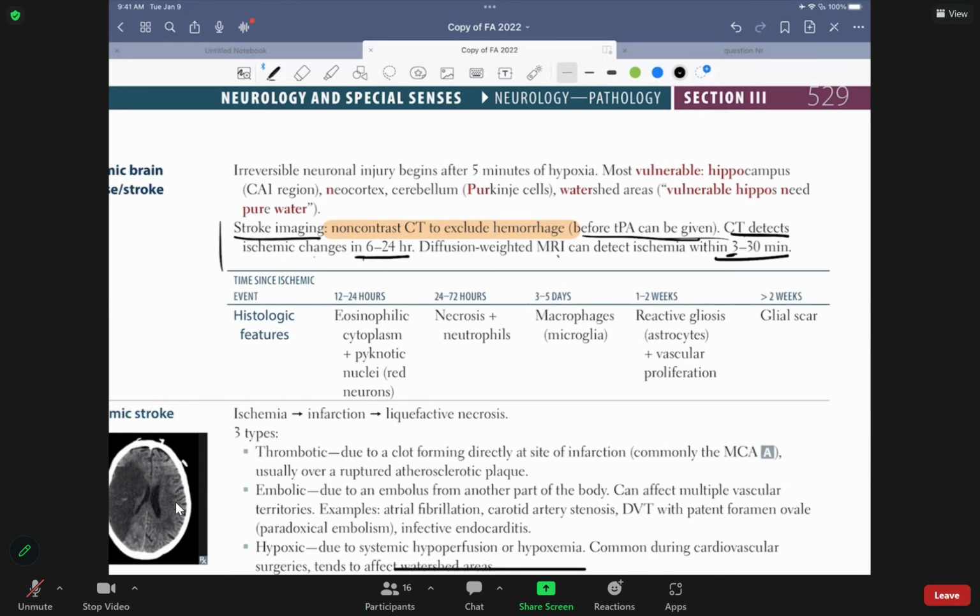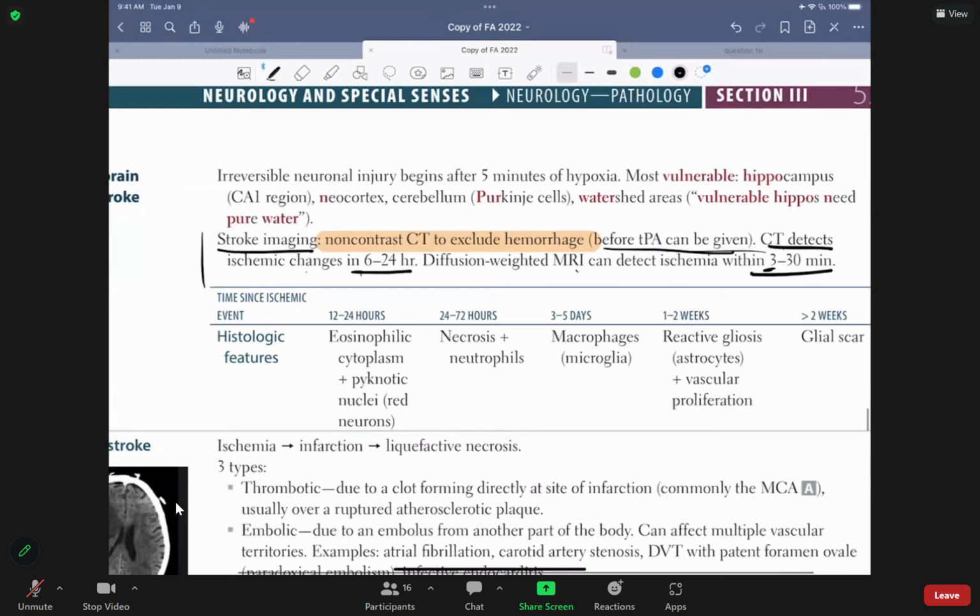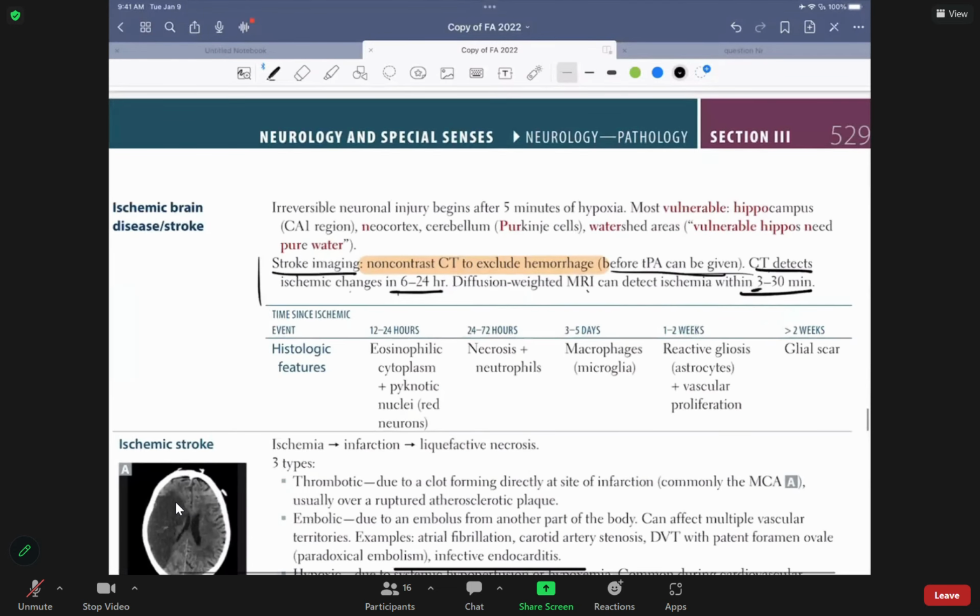Okay. Now, this is how we picture this. Now look at this. Irreversible neuronal injury begins after 5 minutes of hypoxia. The most vulnerable area is the hippocampus, folks. You should know that. Even though they say neocortex and cerebellum, hippocampus. What does that mean? When people have a stroke, and if you don't act faster and recover them, the hippocampus will be affected and they will have memory issues. Is that clear, folks? All right.